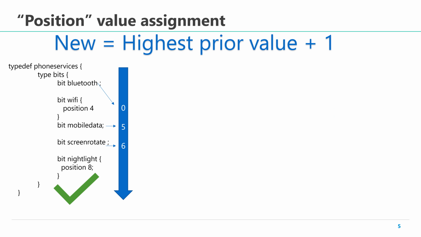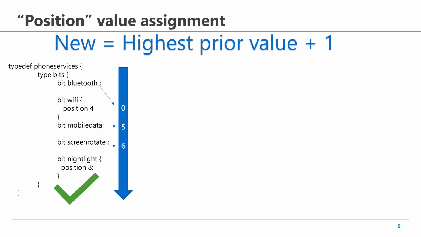The position statement, as I mentioned, is optional. It need not be specified in every single bit position. The first position is by default assigned a value of 0 if it is not specified. The subsequent positions can either be assigned a specific value or the value is assigned automatically by the system. How? The new value takes the value of 1 more than the highest prior value.